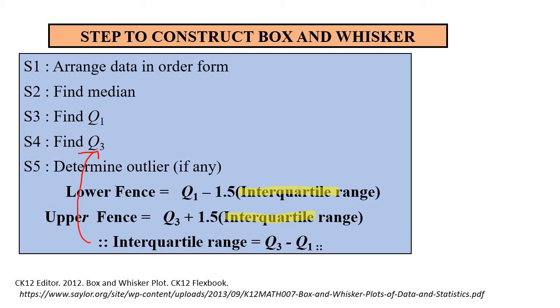So right after Q3, we find the interquartile range, that is Q3 minus Q1. Then later we find the lower fence, where the formula is Q1 minus 1.5 times the interquartile range, or we can use the acronym IQR. The same goes for the upper fence. Since the lower is minus, the upper fence will be plus. And for the upper fence we use the third quartile, so Q3 plus 1.5 times IQR also. Okay.